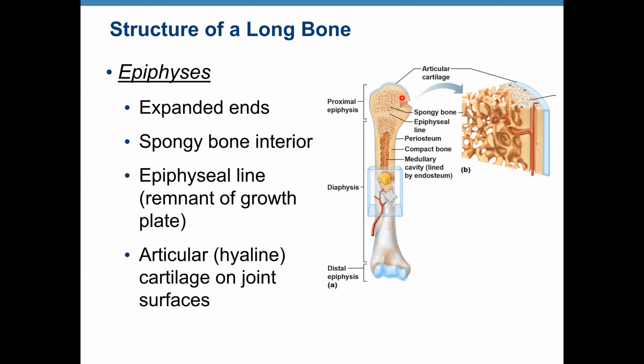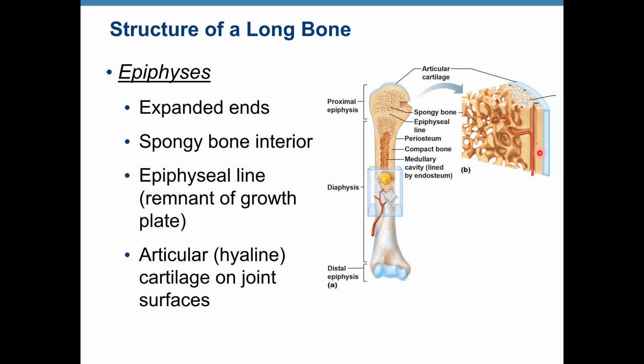Also, on the surface of the proximal epiphysis and distal epiphysis, there is articular cartilage. This is a hyaline cartilage, and this cartilage forms a joint. In this example, it's a very specific joint called a synovial joint. So hyaline or articular cartilage is a part of the synovial joint.